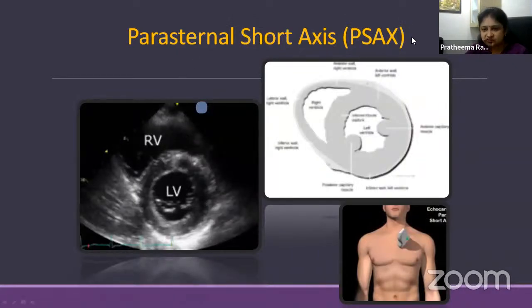This is a short axis view, the same probe, same place. If you just rotate 90 degrees and the probe marker is towards the left shoulder, then we will get an image like this. So this is a cross section of the left ventricle. We can see the muscle mass and we can also see the right ventricle. If the right ventricle pressure is very high, then we can see that it can be pressing over the left ventricle. So this is a normal patient, a normal heart, so we don't see any pathological feature. This is how a parasternal short axis is seen. In this, we can see how the papillary muscles are there, how the heart is contracting.